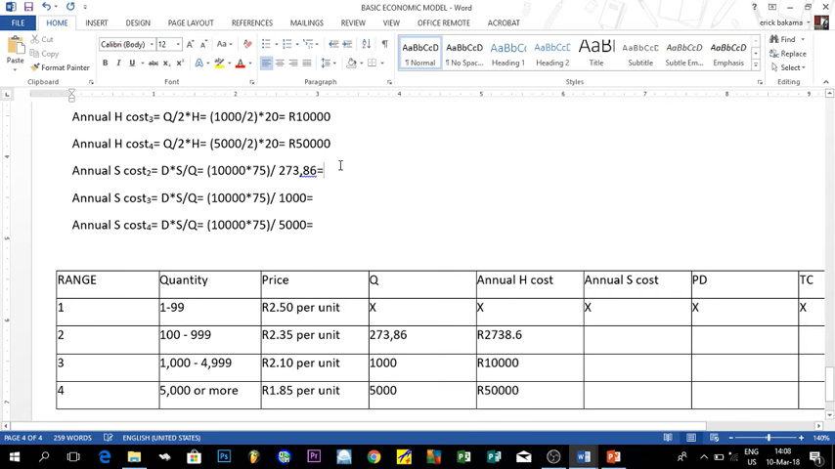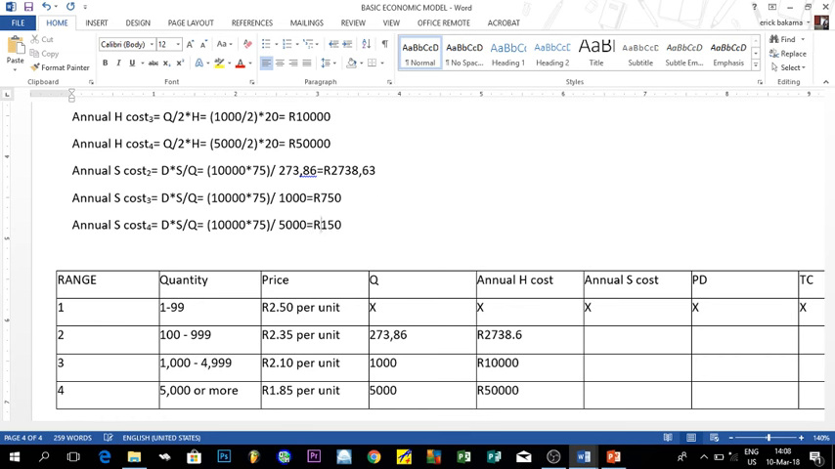So what is left is just to replace everything. We have 10,000 times 75, which gives us 750,000. That we're going to divide by 273,86, which gives us 2738,63. So this is what we get around here, and then we get the 750,000 that we divide by 1000 here, which gives us 750 in this case. And the last one is the same value, but we divide by 5,000, which gives us 150.